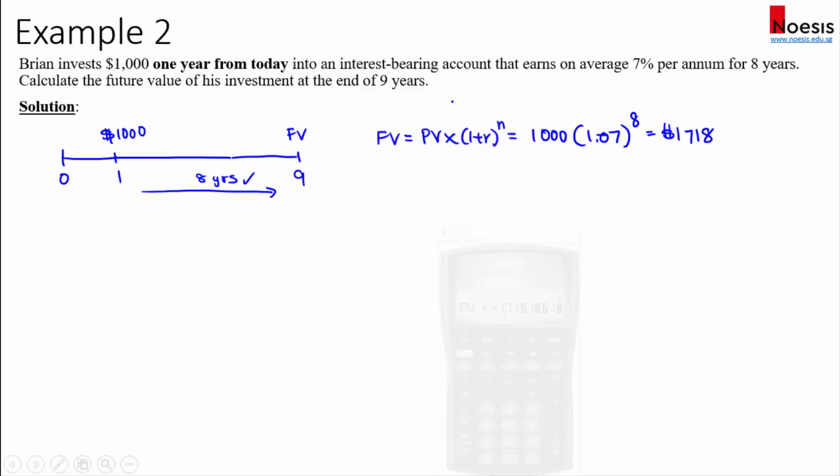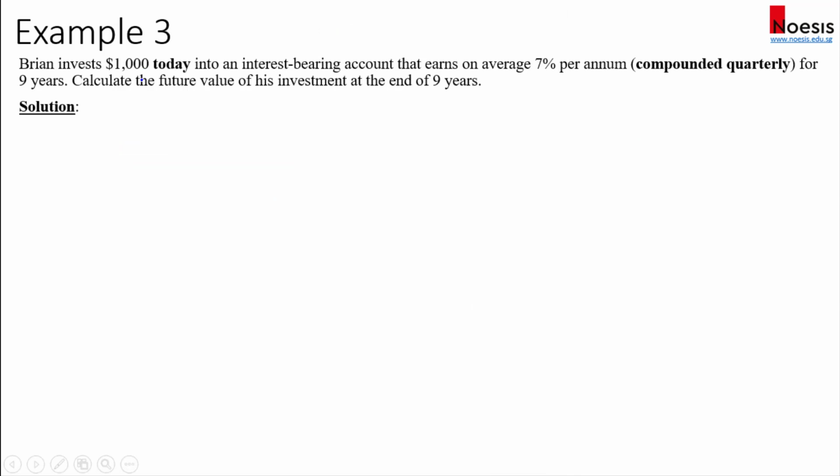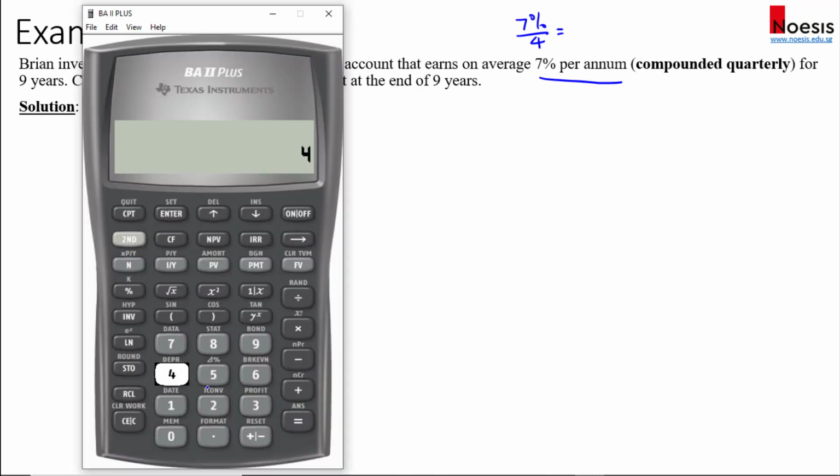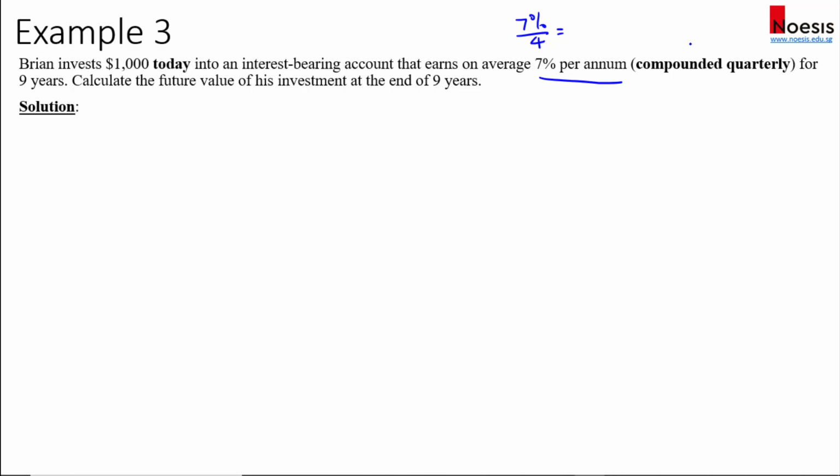So that's simple. Now let's look at the last example. Now let's say Brian invests $1,000 today into an interest-bearing account that earns on average 7% per annum, but is compounded quarterly, which means interest is calculated every 3 months, and this is for a whole period of 9 years. So calculate the future value of his investment at the end of 9 years. So since interest is compounded quarterly, now we have to recompute. We have to find out what's the interest rate per period. So that will be 7% divided by 4 quarters. So that will be 7 divided by 4. So that's 1.75% per quarter.